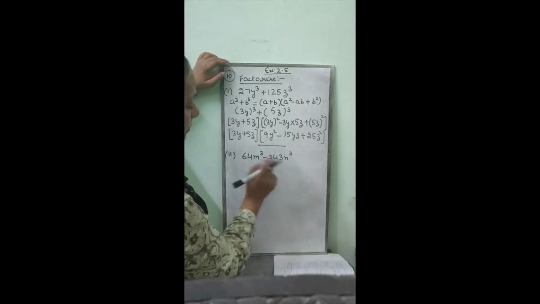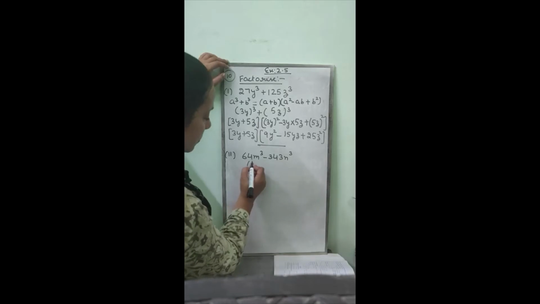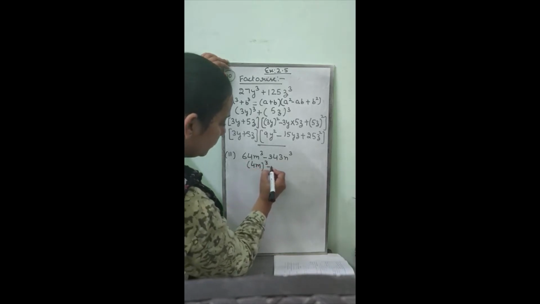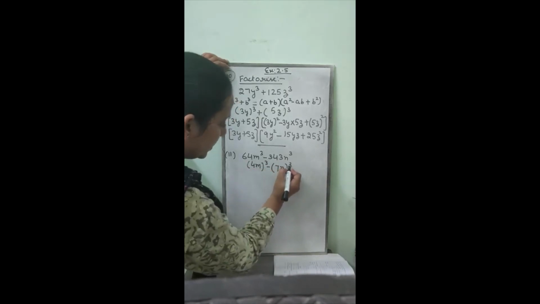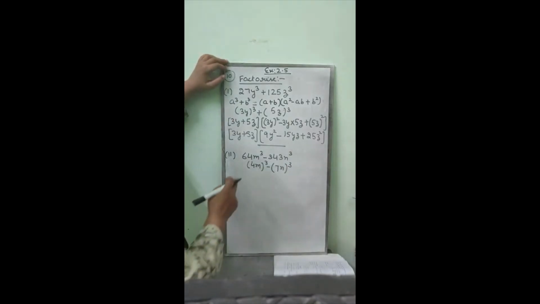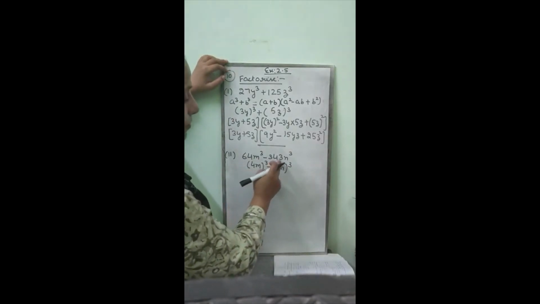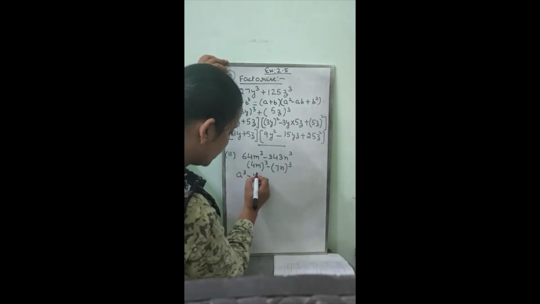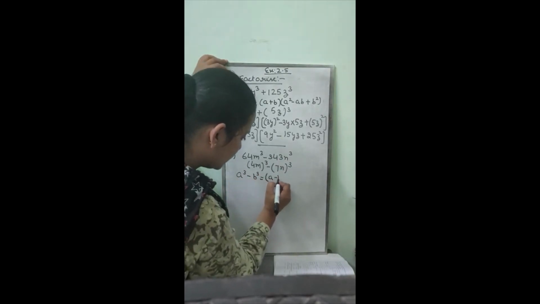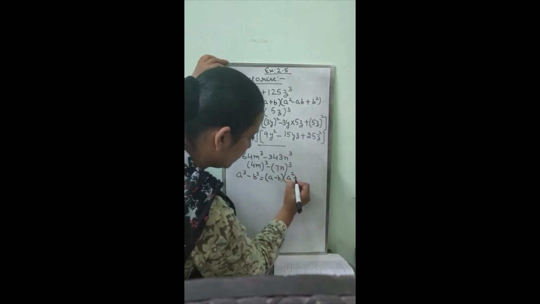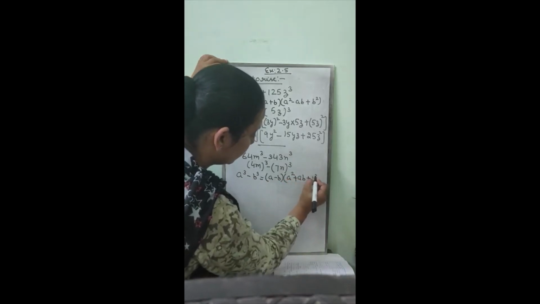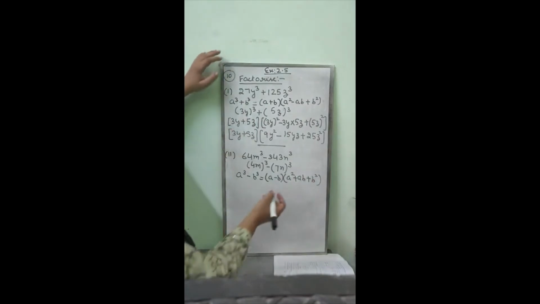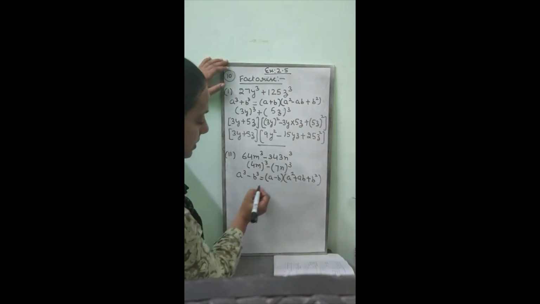See, in this part, this is the identity of a cube minus b cube. 64 is (4m) whole cube, 343 is (7n) whole cube. So a cube minus b cube is (a minus b)(a square plus ab plus b square). a is 4m, b is 7n.